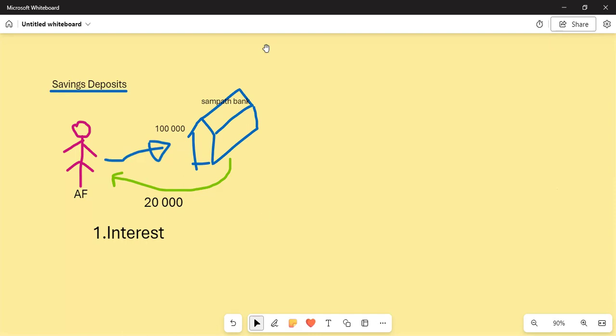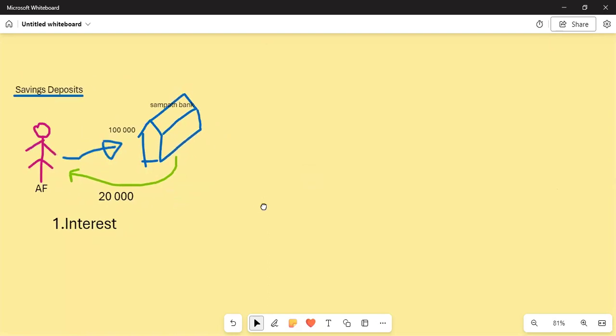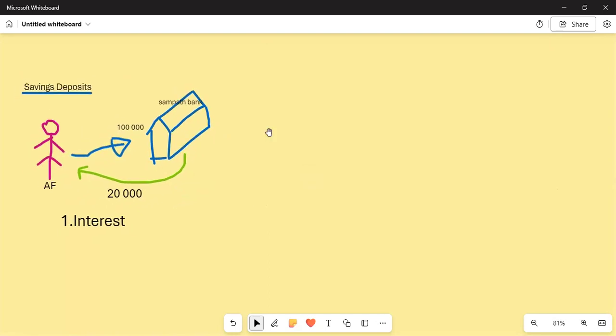Right. Now we are going to discuss the second type of account, which we call fixed deposits. I'll explain how we are going to open this and all. Now we are going to discuss fixed deposits.